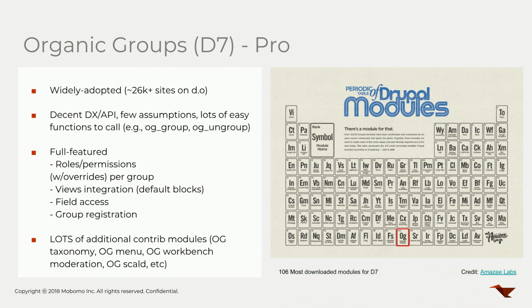The biggest pro here is definitely this last point, in that there are literally dozens of extra contrib modules that tie into organic groups itself. So you have things like OG taxonomy, which lets you have a group specific vocabulary, so only this group has access to these terms and can use those terms and edit those terms. You also have OG menu, where you can do a menu per group. Workbench moderation, so you can have different permissions on workflows, things like that.